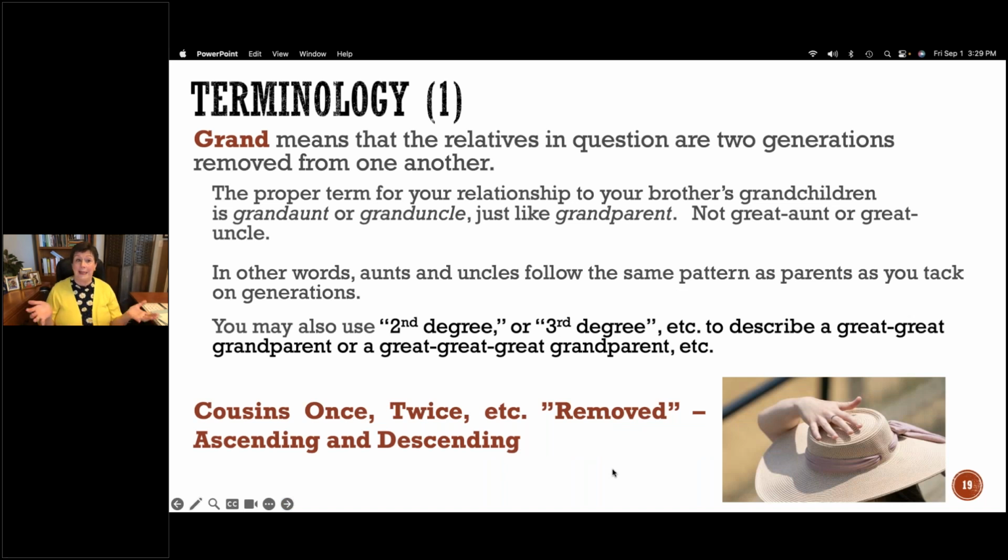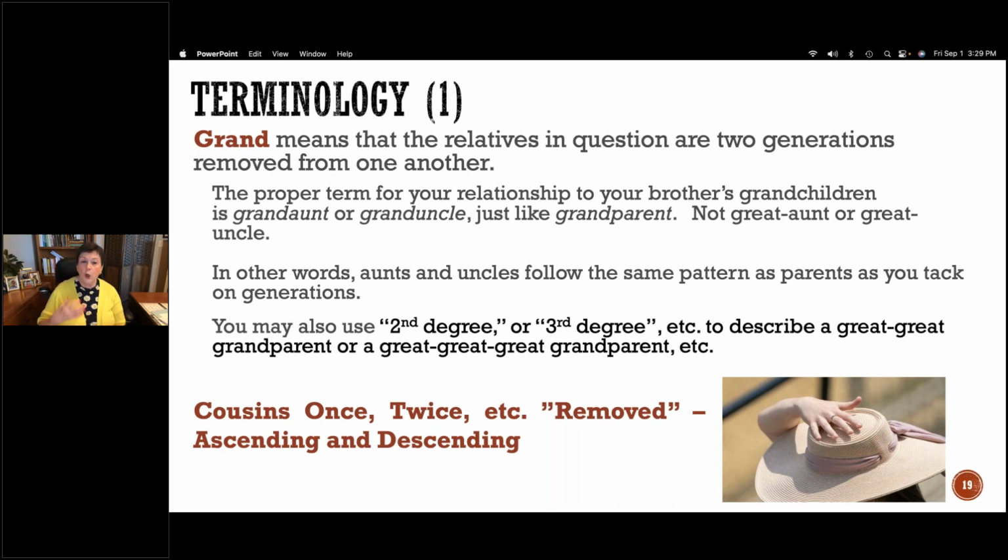First term is grand. Now, grand means that the relatives in question are 2 generations removed from one another. So the proper term for your brother's grandchildren is grand aunt or grand uncle, like grandparent. It's not great aunt and it's not great uncle. So you're going to have to probably break some habits. So it's grand aunt or grand uncle, great grand aunt, great grand uncle. In other words, aunts and uncles follow the same pattern as parents as you tack on generations.